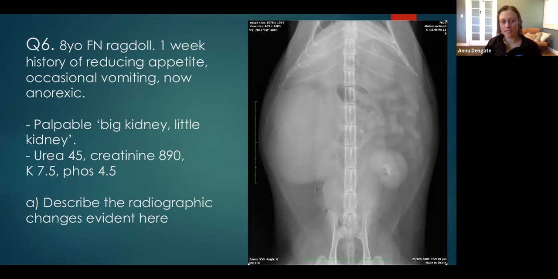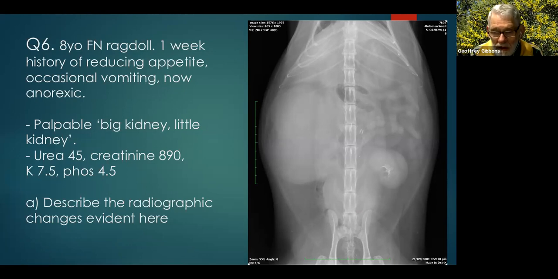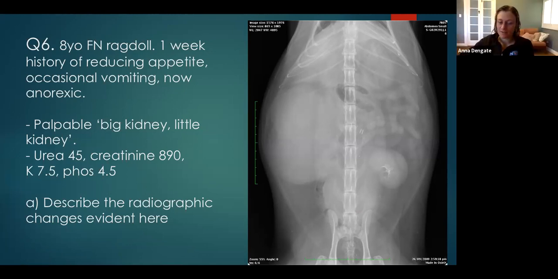Her biochemical changes include a urea of 45, a creatinine of 890 with 140 the upper limit of normal, a potassium of 7.5, and a phosphorus of 4.5. Can everybody see my screen? Yes. Excellent. All right, let's start. First question is describe the radiographic changes evident here.